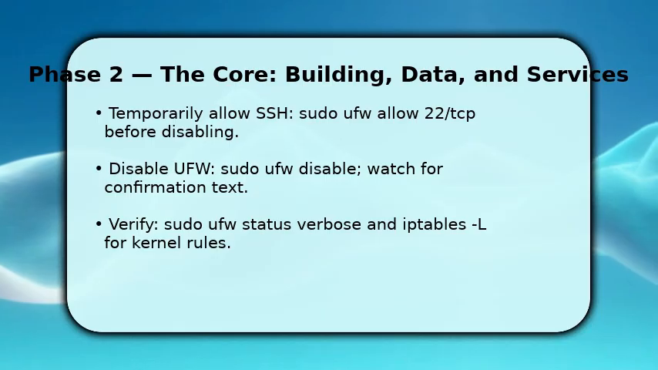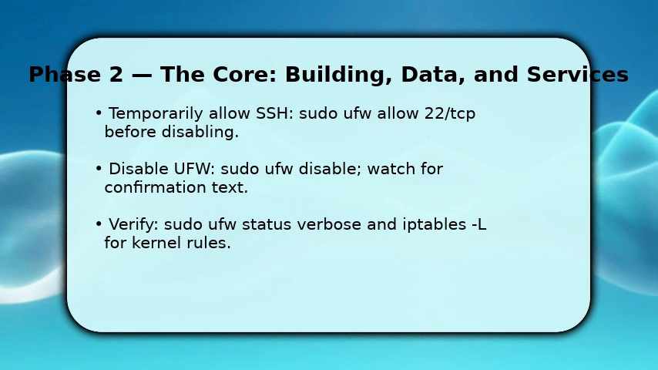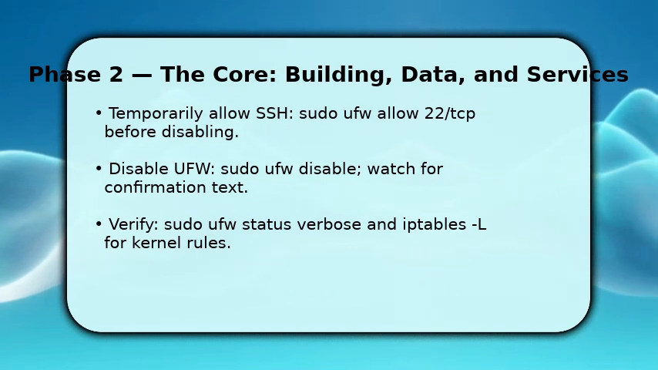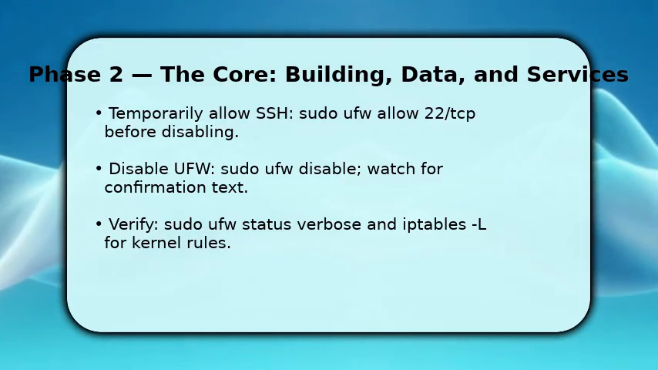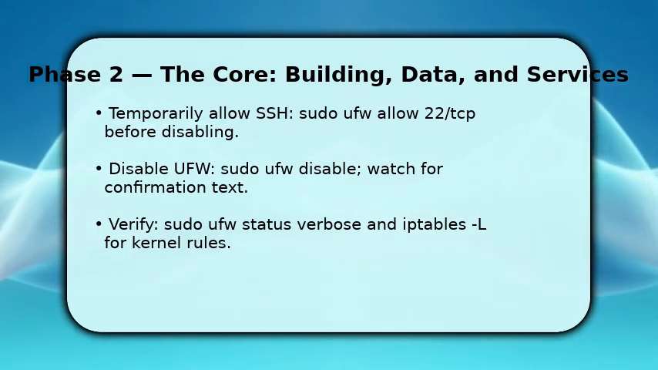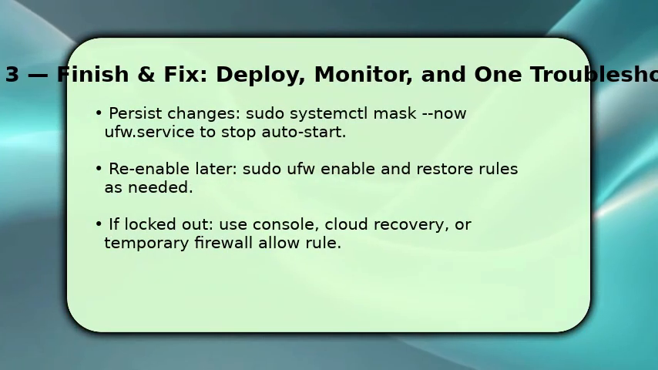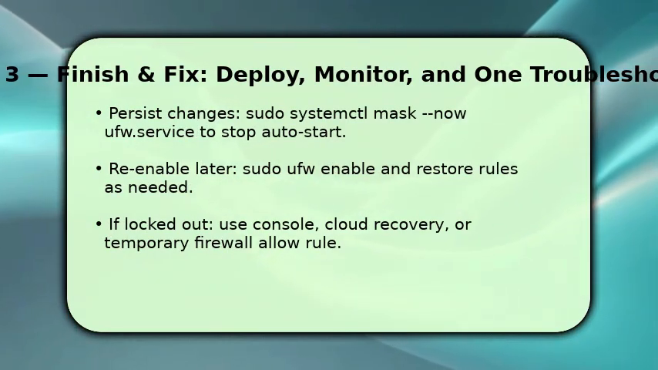Once disabled, verify with sudo ufw status verbose and cross-check with sudo iptables -L to ensure kernel-level chains reflect the change. If necessary, repeat commands with sudo for proper privileges. You finish by ensuring the change is deliberate and reversible.